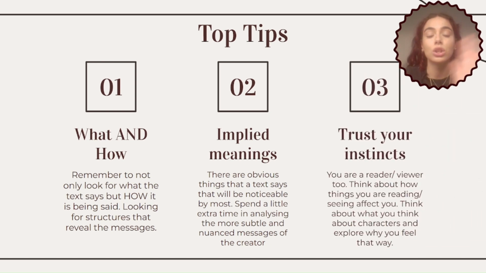And lastly, trust your instincts. You are a reader/viewer also. Think about how things are affecting you and really think about that. Why did this scene make me feel sad? What were the things going on? Am I feeling sympathy for the character? How have I built sympathy for this character? What did I find out, how is it being relayed to me? And that made me feel sympathy for this character. All right? And explore why you feel that way, essentially.